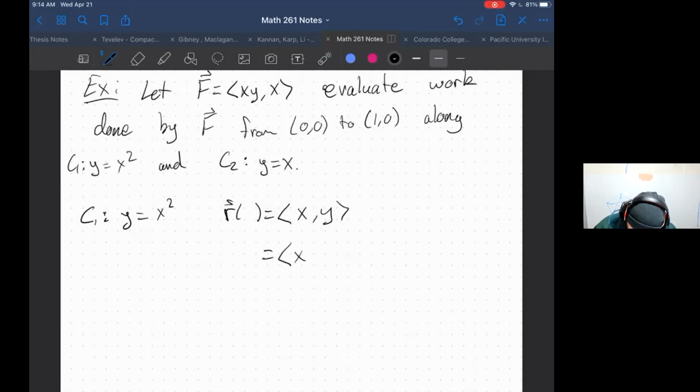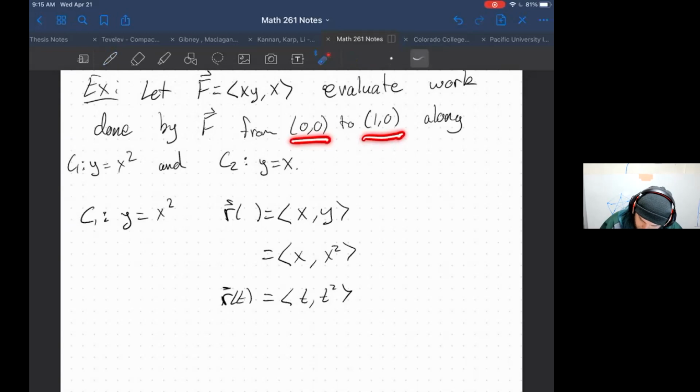Well, y is equal to x squared. So one thing we can do is just substitute that in. Now, if I look at this vector, we have x squared. That's in terms of one variable. You can leave it as x if you want, or you could change it to t. Whatever your preference is, make sure you stay consistent with it. That's all I ask. So r of t is t comma t squared. And this describes the curve C1 in general, but if we want to go from the point 0, 0 to 1, 0, sorry, that should be 1, 1. My mistake.